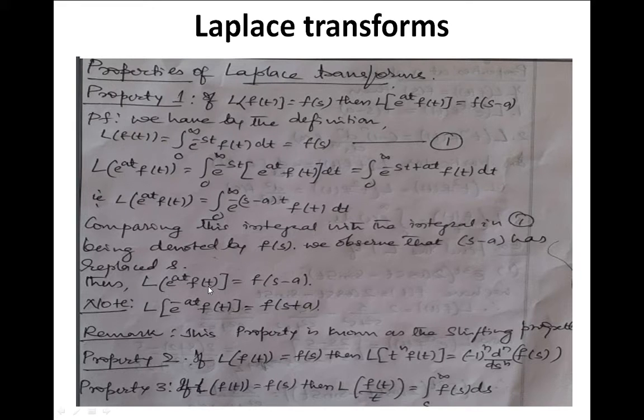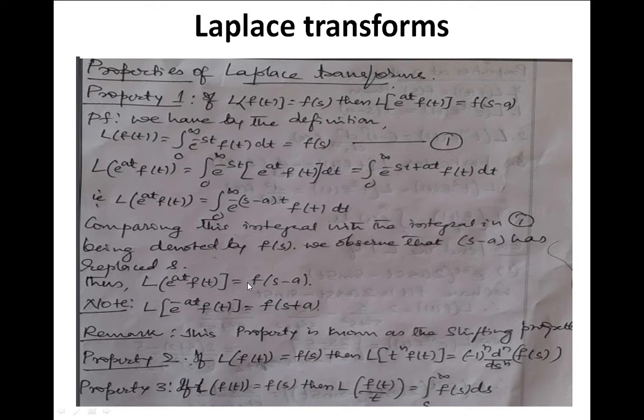Are you getting my point? Then find its Laplace transformation, L of f of t, which is equal to F of s. Then what is a here? It is the coefficient of t under the exponential. Then the ultimate result will be F of s minus a.